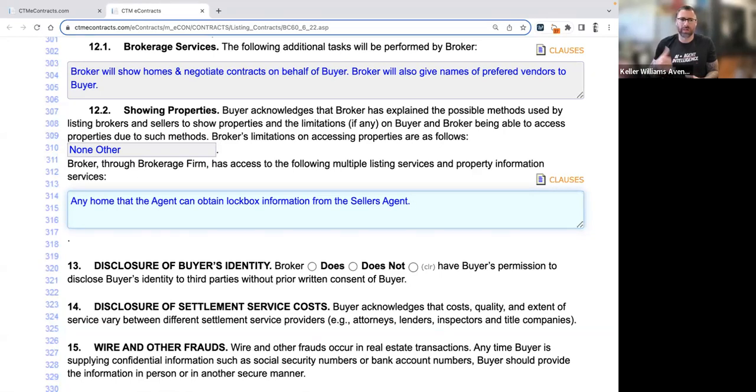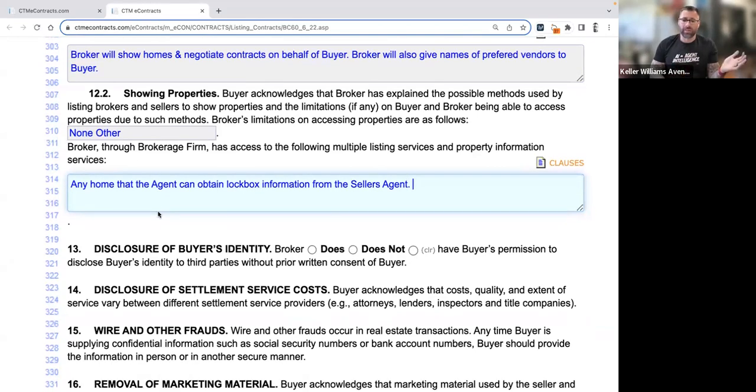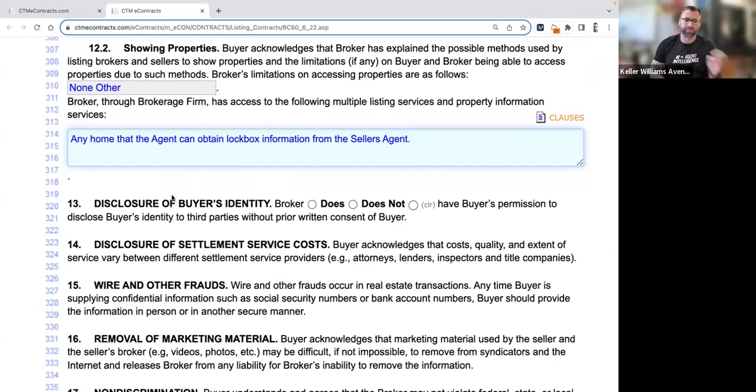You're not actually going to try to make a phone call or do anything to actually get access to that home. So mine is this: I have access to the MLS, and as long as I can get a lockbox code from the agent, I'm going to get you into that house.